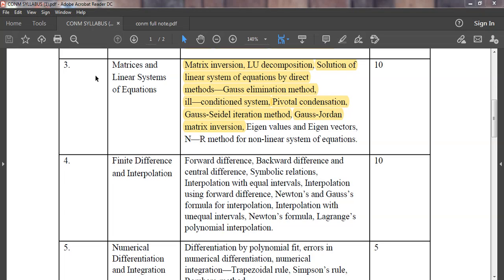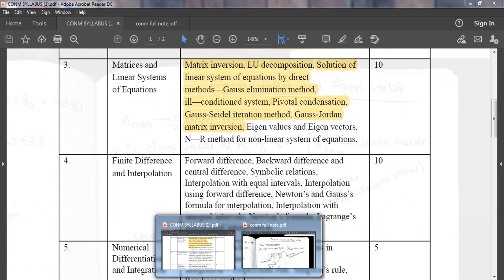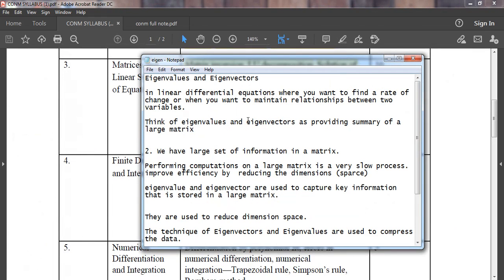Eigenvalues and what are eigenvectors in this topic. Before we see that, we must understand what is the purpose of eigenvalues and eigenvectors. Now, these eigenvalues basically provide a summary of the large matrix.